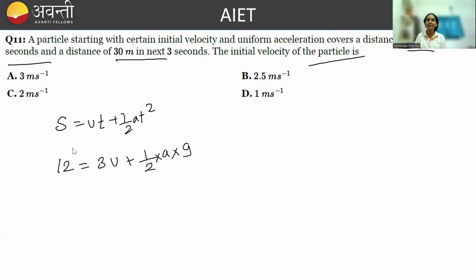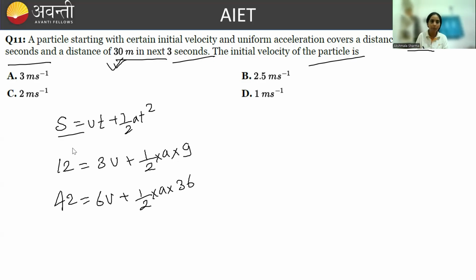If we apply the equation again for the first 6 seconds, since in the next 3 seconds it is covering 30 meter, in the whole 6 seconds how much displacement is it covering? 30 plus 12, that is 42. So if we apply this equation for the first 6 seconds, it will become 42 equal to u into 6, so that will become 6u plus half into a into 36.